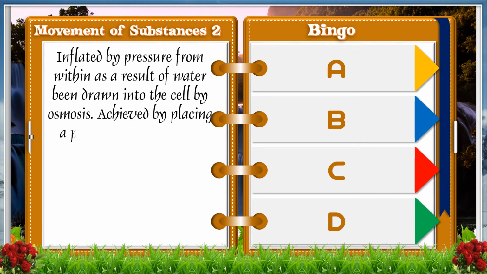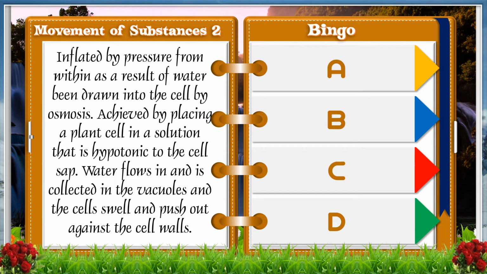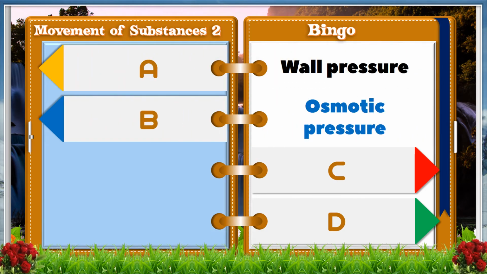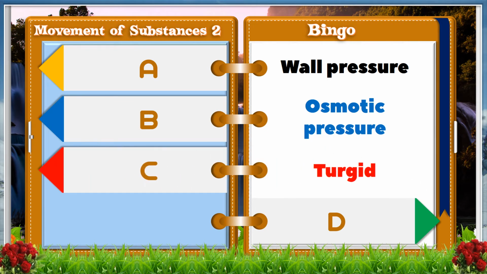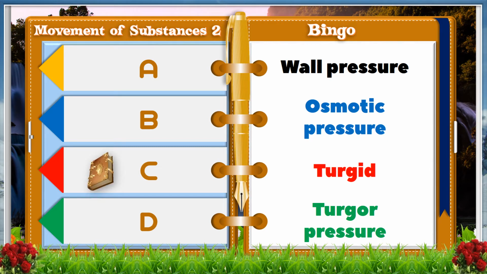Inflated by pressure from within as a result of water being drawn into the cell by osmosis. Achieved by placing a plant cell in a solution that is hypotonic to the cell sap. Water flows in and is collected in the vacuoles, and the cell will swell and push out against the cell wall. A, wall pressure. B, osmotic pressure. C, tagged. D, tag pressure. And the answer is C, tagged.